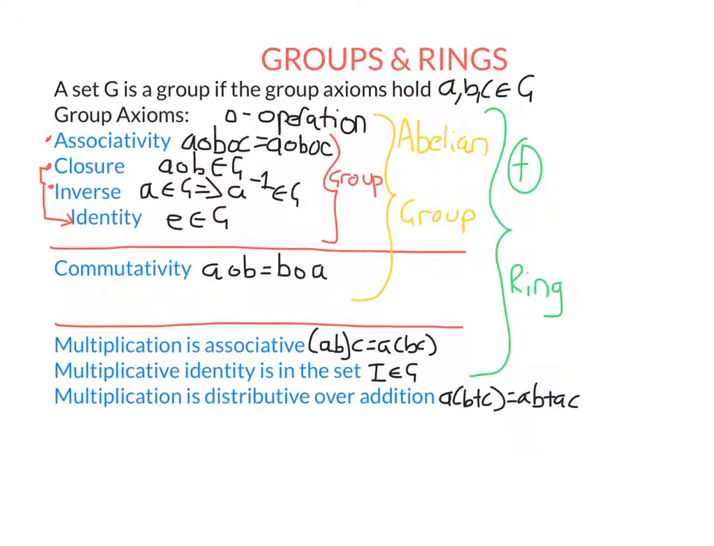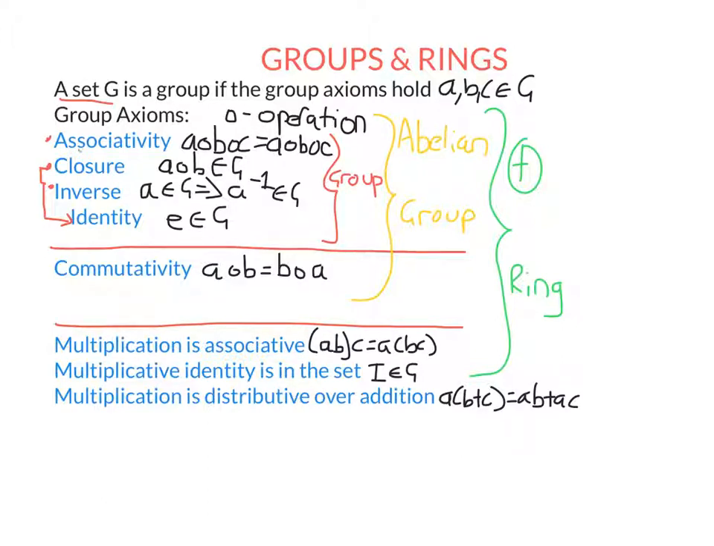Thank you so much for tuning into this video on groups and rings, specifically involving matrices. So we're looking at a set, which I'll call G, of matrices. If the first four axioms hold, we call that set a group.